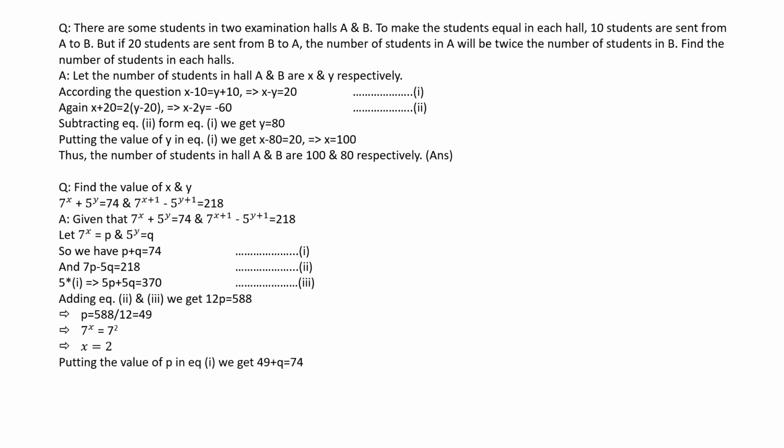Now, putting the value of p in equation 1, we get 49 plus q equals to 74 or q equals to 74 minus 49, which is nothing but 25. But q is 5 to the power y and 25 can be written as 5 square. This implies y equals to 2. Thus the values of x and y are 2 and 2 respectively. That is the answer.